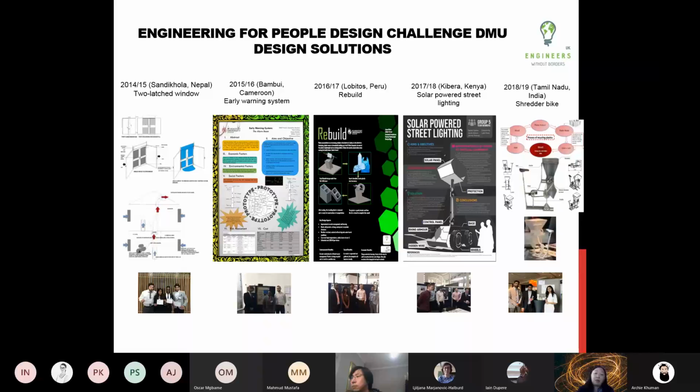But it can also sometimes address urban areas that have been poor or neglected, like Kibera in Nairobi, Kenya, and last year Johannesburg, South Africa. You can also see the diversity of the design solutions proposed by the students. Some of them may look quite simplistic, some quite sophisticated, but there is a clear purpose in each of them: improving indoor air quality in houses, providing early warning systems for natural disasters, reducing waste and producing reusable material, like the Rebuild project or the Shredder bike, or preventing crime, in the case of the solar power street lighting. Next slide, please.